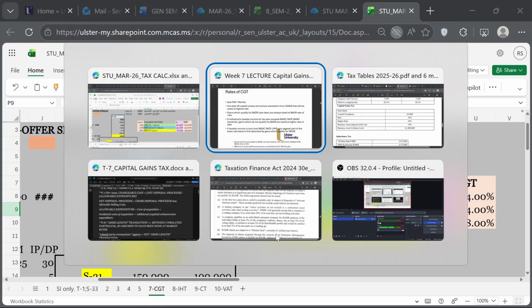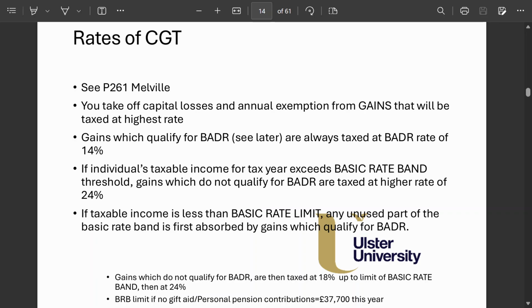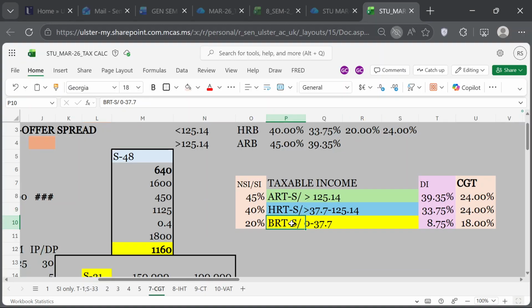Now, here's the thing that you really need to remember: if the taxable income is less than the basic rate limit, whatever is left, so suppose the taxable income is say 25. Suppose the taxable income is 25. So in this case, it's okay.